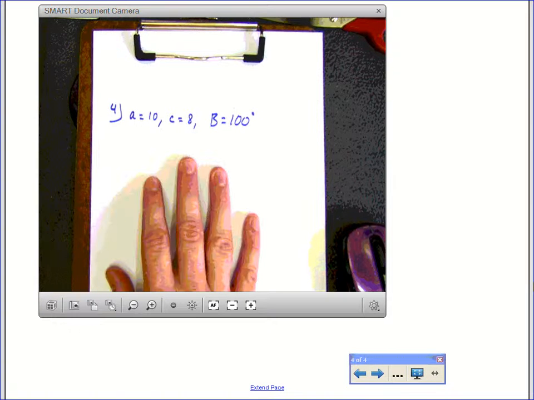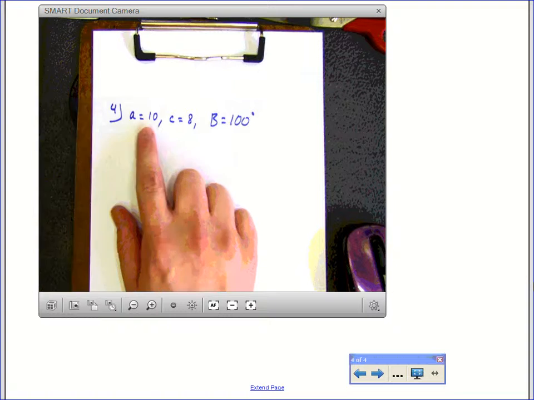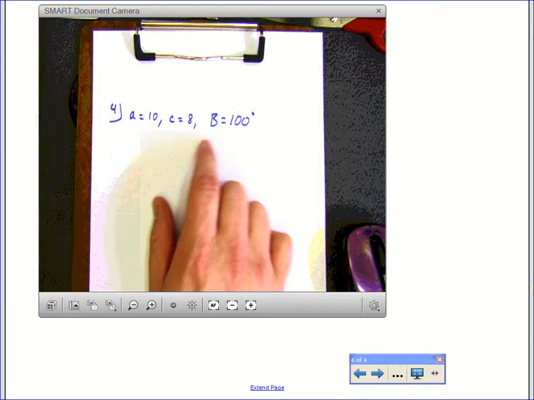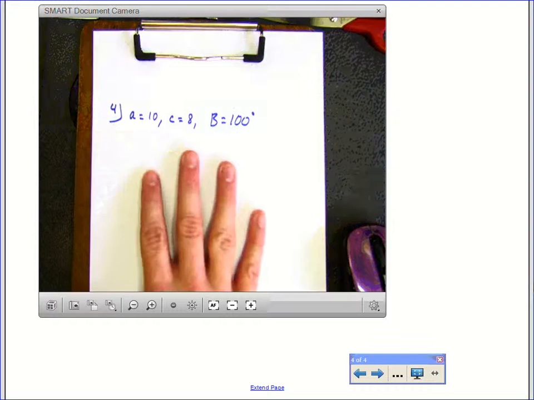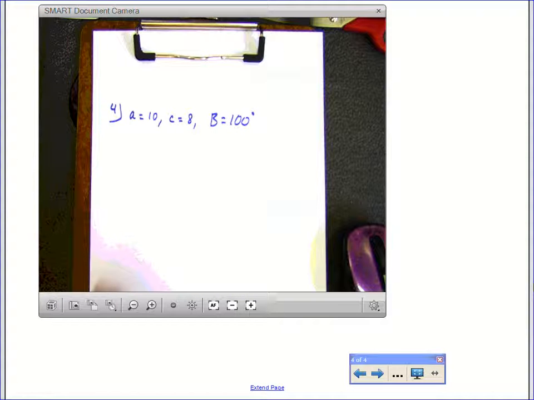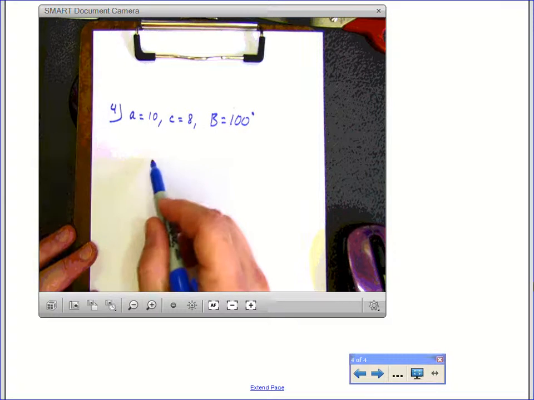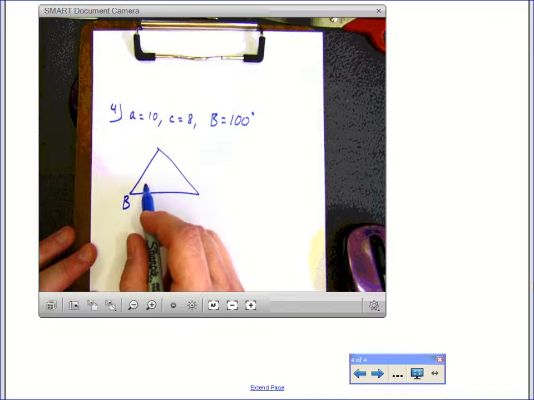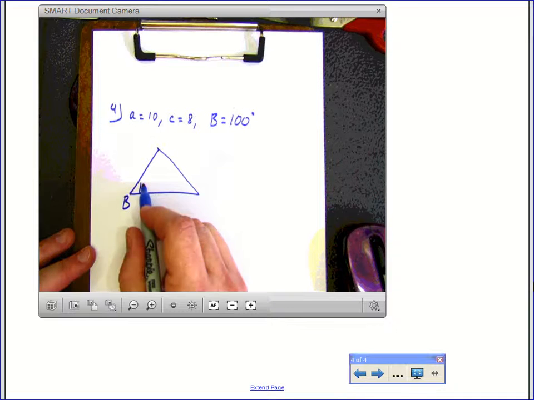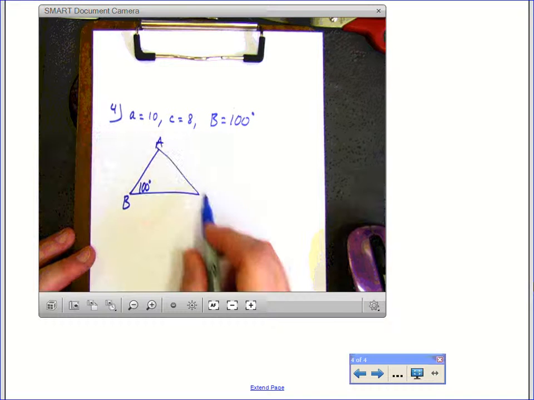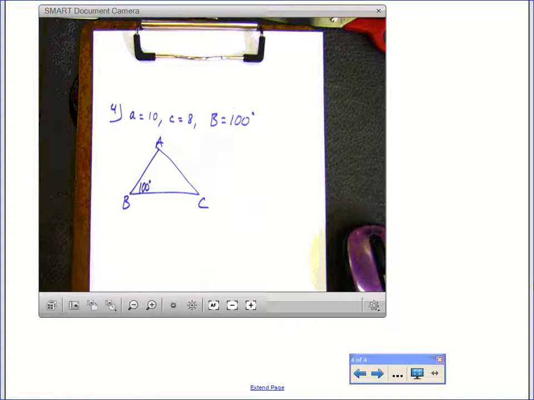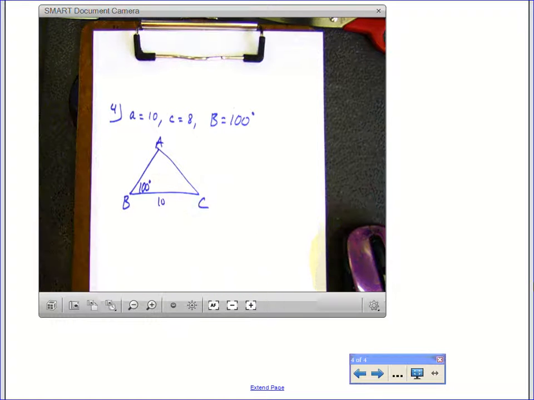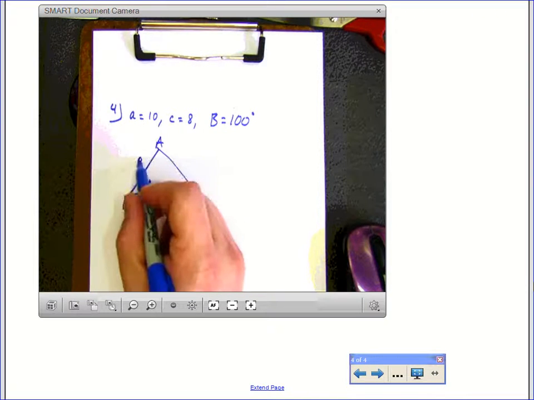Now, this one, you've got two sides and an angle. So it could be side, side, angle, or it could be side, angle, side. And sometimes you're not going to know until you draw it. So let me draw it. I'm going to put B down here. I didn't really draw it right because it's an obtuse angle, but all right. And then A here, and then C here. So we got little a is 10, little c is 8.